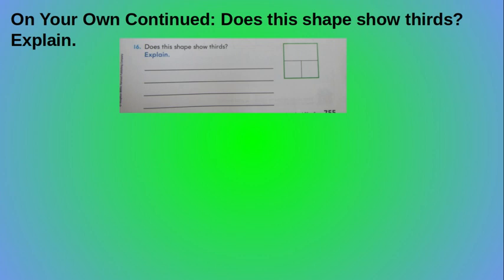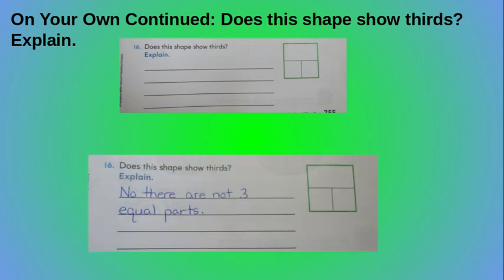The last on your own question says, does this shape show thirds? Well, remember, thirds are 3 equal parts. Looking at that square, there are 3 parts, but are they equal? Are they the same? Definitely not. So when I explain that, I want to say, no, there are not 3 equal parts.